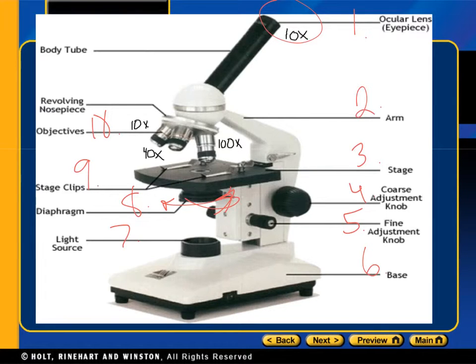The 10x objective is shorter, the 40x is a little bit longer, and the 100x, which we will rarely use, is the longest one. All right, number 11 is the nose piece. You can also call it the revolving nose piece. And so this thing twists so that you can change from the low power to the high power. And then lastly is the body tube. And this is just a tube that separates the lens up here from the lenses down at the objectives. And those are the 12 parts to the microscope that you're required to know.